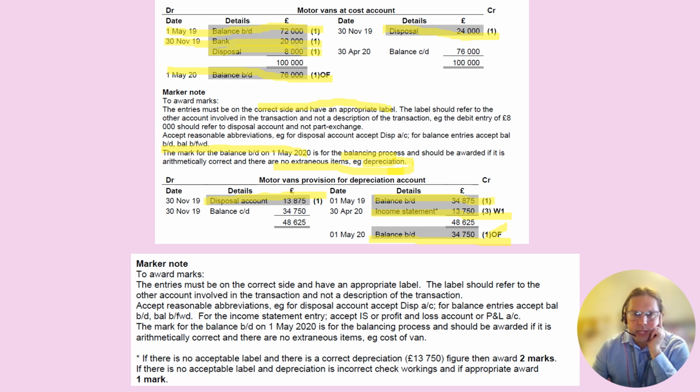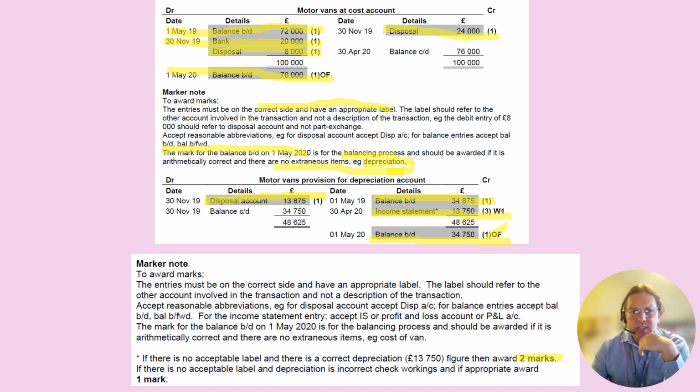If there is no acceptable label and there is a correct depreciation figure of 13,750, you can still get 2 marks. So if you hadn't labelled it income statement, if you labelled it depreciation, which I've seen before, you could still get 2. But really, why are you doing that? Get your labels right. So 13,750. If there's some workings there as well that supports that figure, again, you can gain 2 marks.